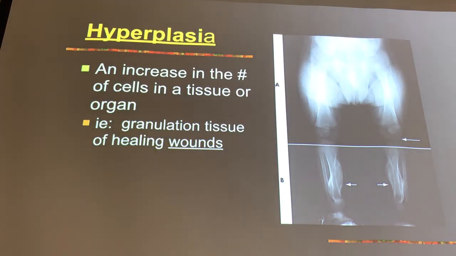Hyperplasia, an increase in the number of cells in a tissue or organ, granulation tissue of a healing wound. So you can see what's kind of going on here. One day I'm going to try and find better pictures, but you can see what's going on, right? When you hear this, are you going to increase factors here? Might have to. I like the "might have to." So why is it might? Why did she say might?